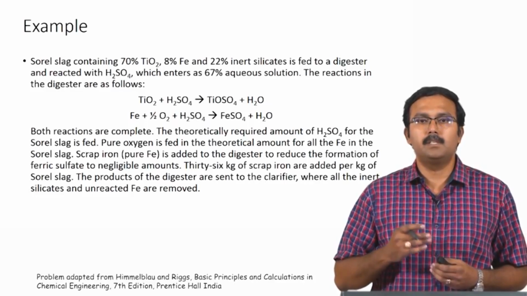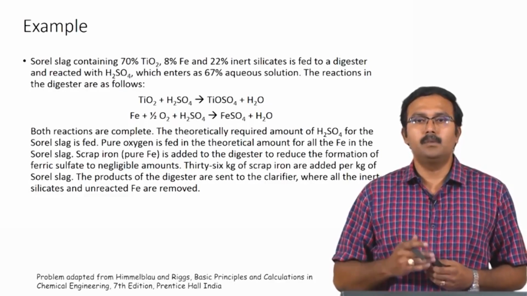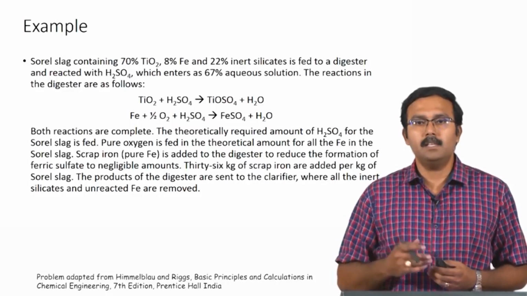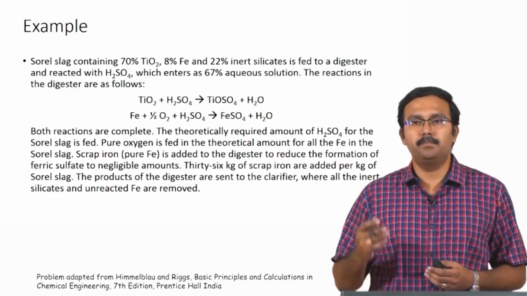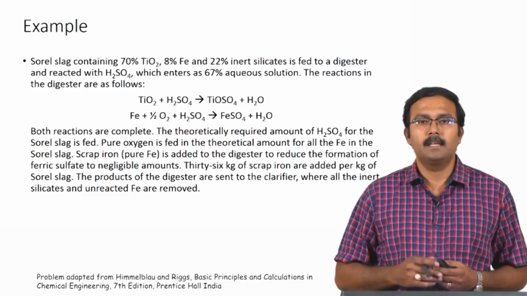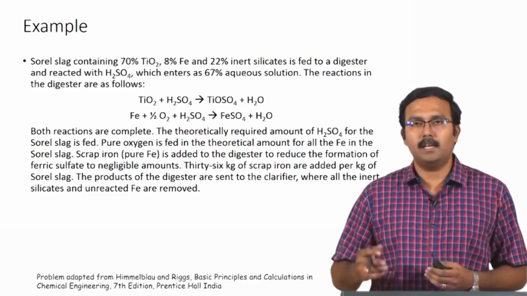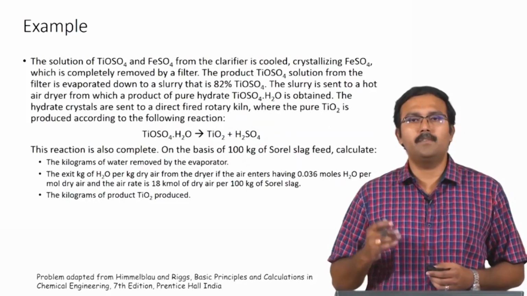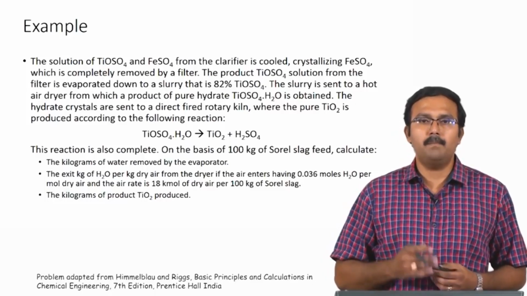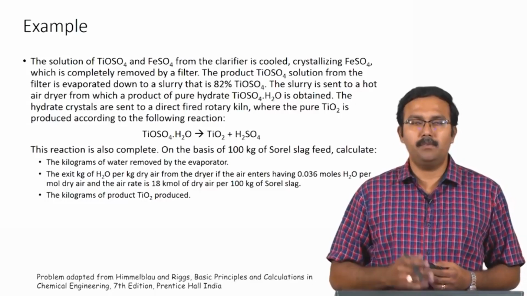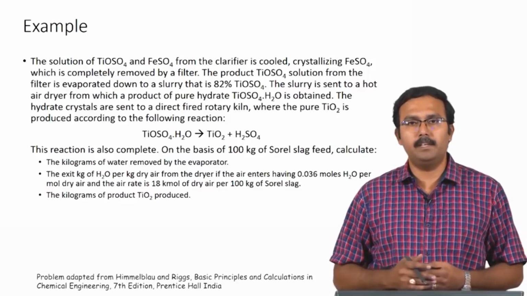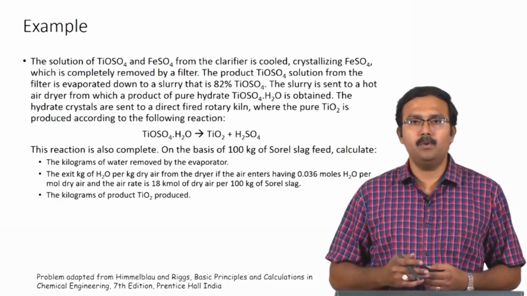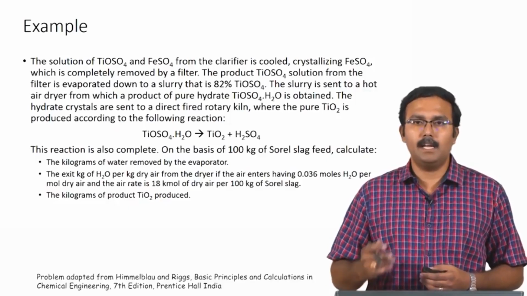Scrap iron, which is pure iron, is added to the digester to reduce the formation of ferric sulfate to negligible amounts. 36 kilograms of scrap iron is added per kilogram of sorrel slag which is fed. The products of the digester are sent to the clarifier, where all the inert silicates and unreacted iron are removed. The solution of TiOSO4 and FeSO4 from the clarifier is cooled, crystallizing FeSO4, which is then completely removed by a filter. The product TiOSO4 solution from the filter is evaporated down to a slurry that contains 82% TiOSO4.